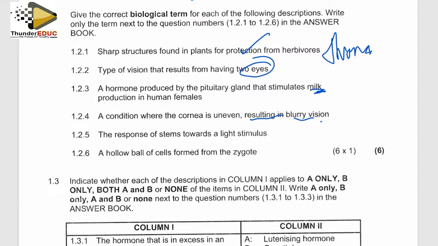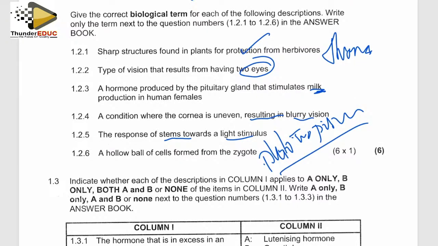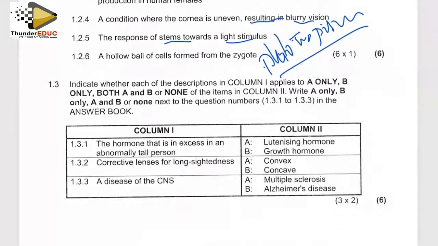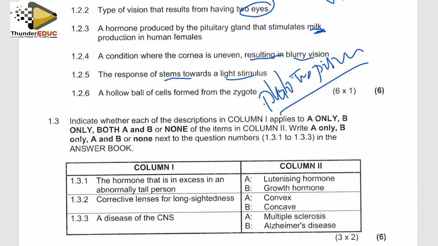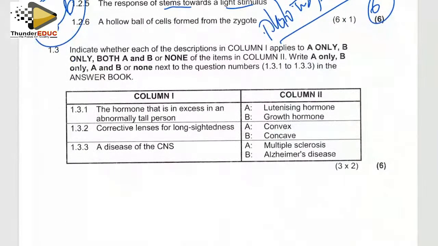The response of the stem towards light. If the response is tropism, and light is photo, so it becomes phototropism. The hollow ball of cells formed, we talked about this, and we say that it is blastula. I hope you got 6 out of 6. It means that now we have 26 marks.